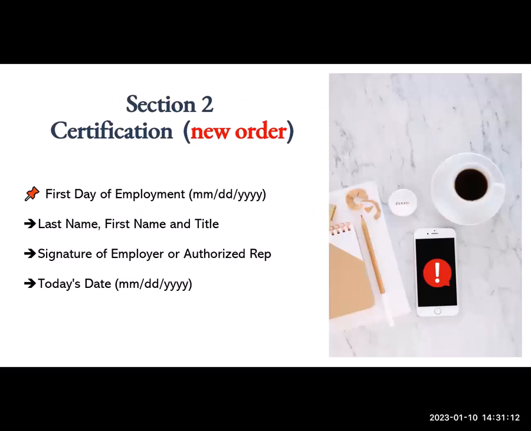Okay, I covered this already, so I'm going to move on to the next one. So the new order of the certification: the first day of employment is to the side, and then you have the last name, the signature, the date. Next.